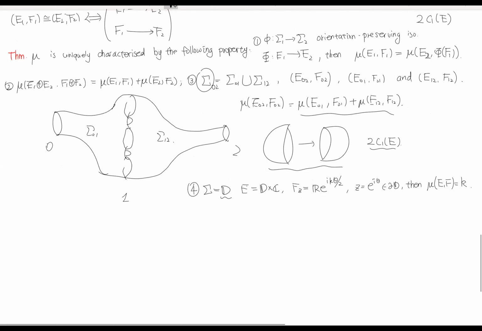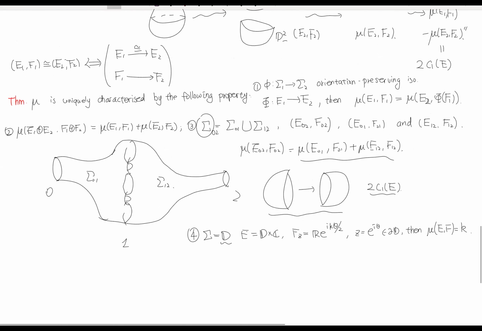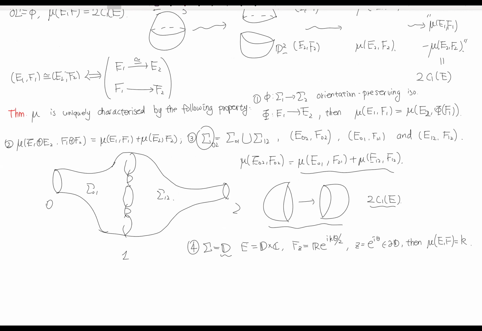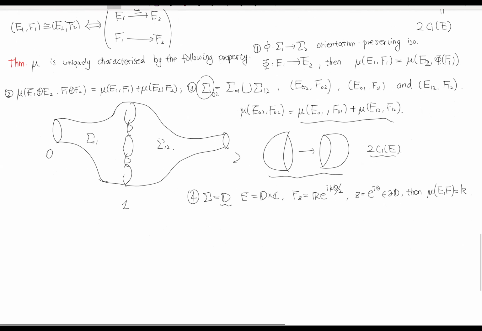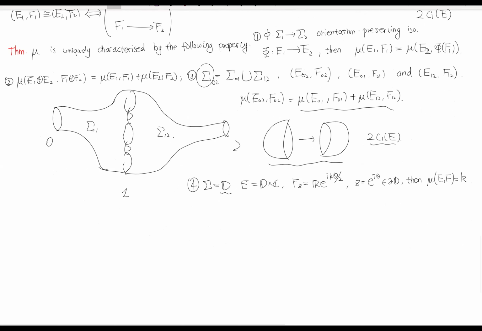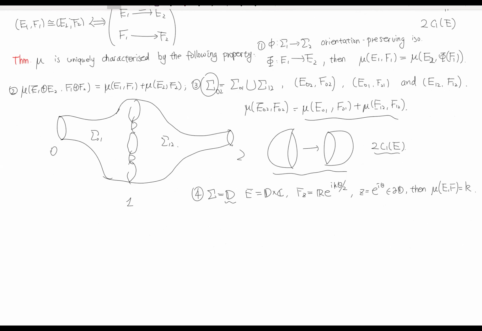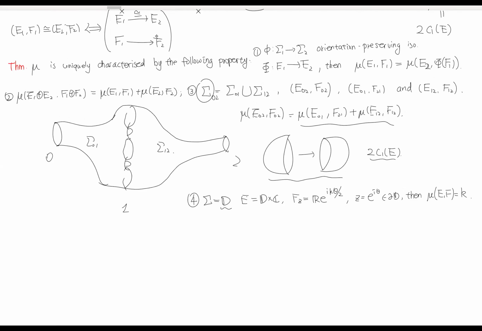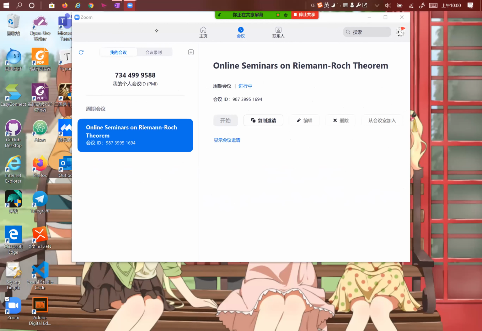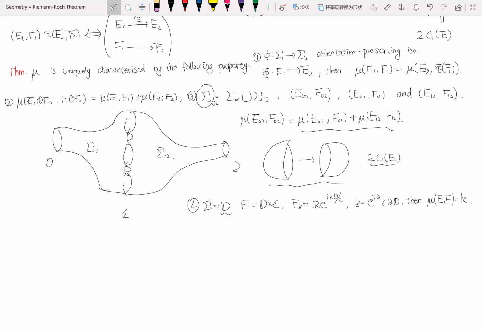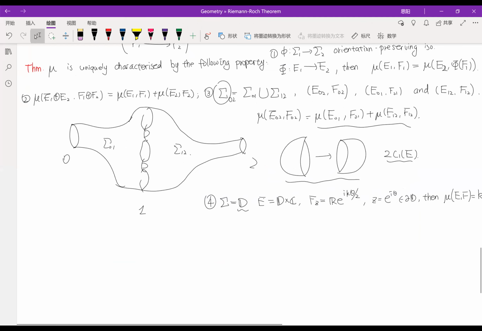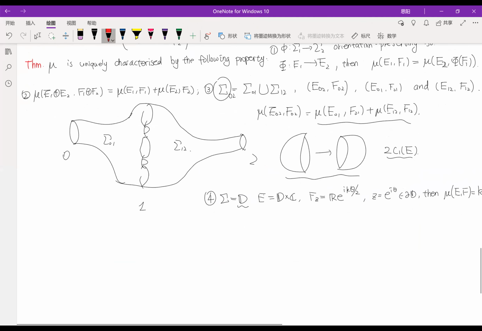So this is the start of the induction, and this four property just characterizes the whole definition of the Maslov index. And furthermore, we have the following property that will help us in our proof.